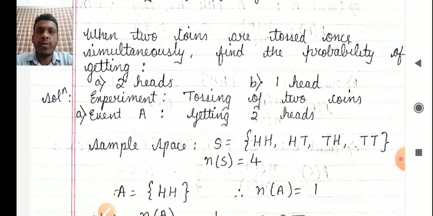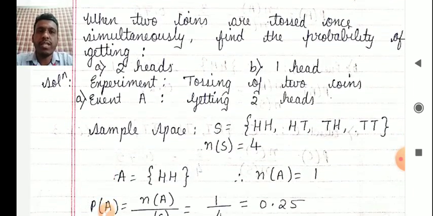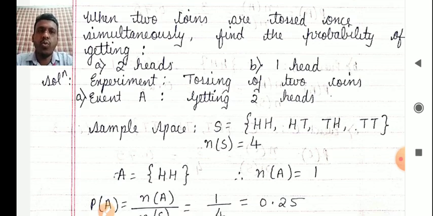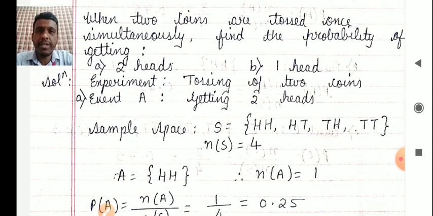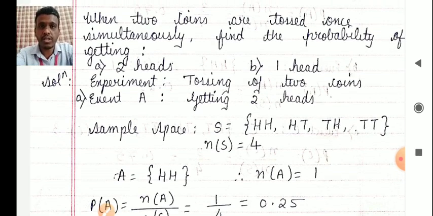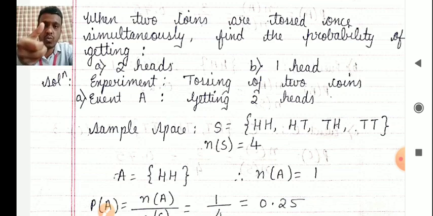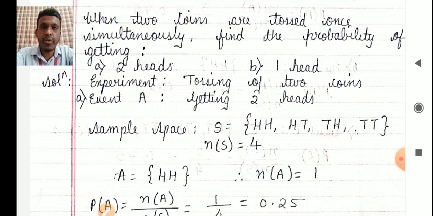Now what is this third problem? When two coins are tossed once simultaneously, find the probability of getting A, 2 heads, and B, 1 head. When two coins are tossed simultaneously, that means you are tossing two coins at the same time. So what is the experiment you are doing? Two coins are tossed simultaneously, that is your experiment. You can also write it as tossing of two coins in simple words.